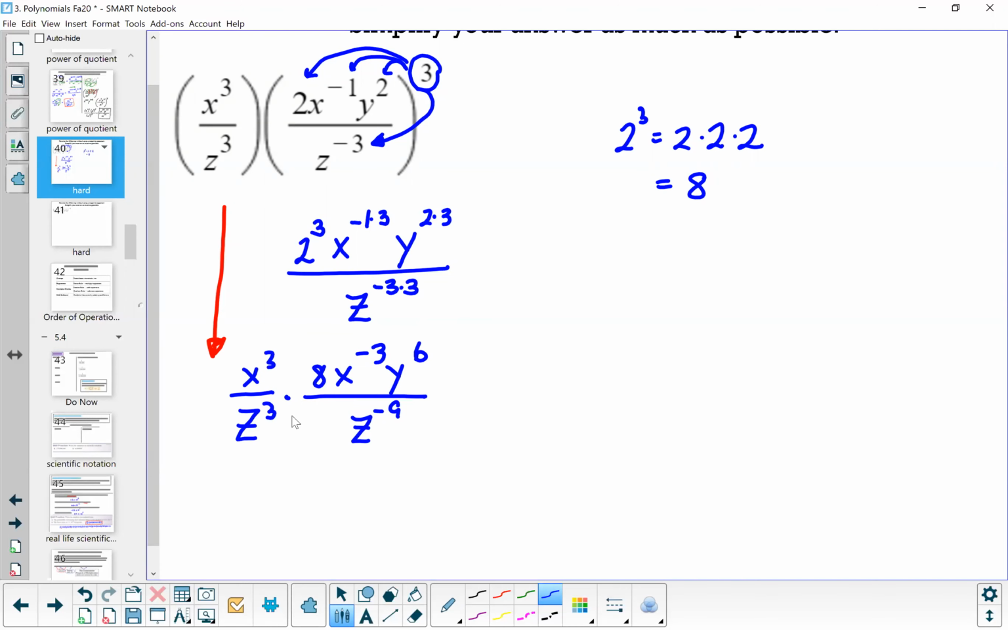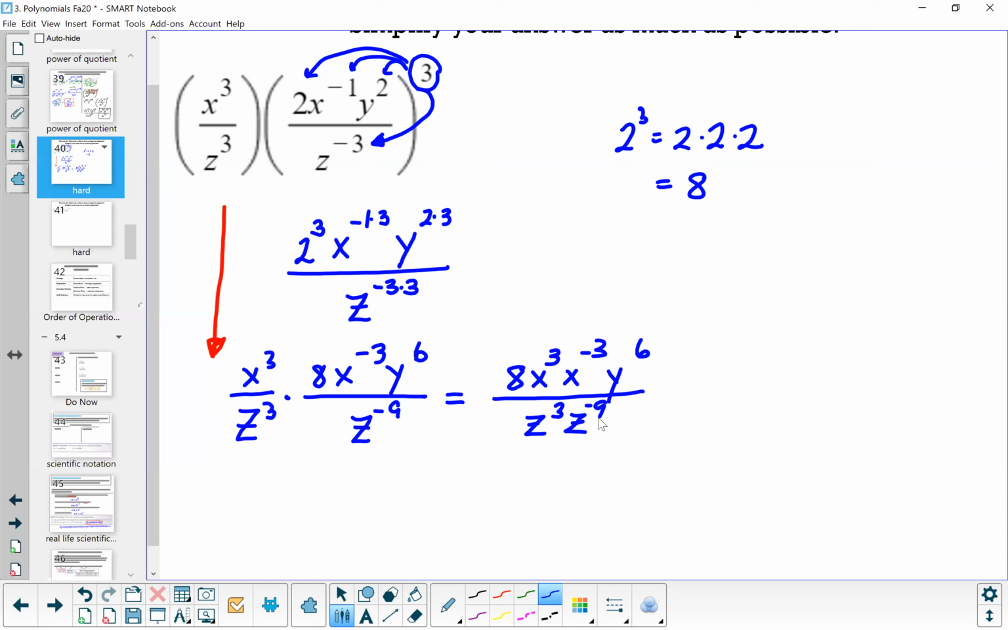All right, so now we have multiplication and division next. So I'm going to multiply the numerator times the numerator and the denominator times the denominator. So I'm going to rewrite this by reordering my factors. So I'm going to have 8, then I'll put my x cubed, and then x to the negative 3, and then y to the 6. That's my numerator. And my denominator, I'll combine them. I have z cubed and z to the negative 9.